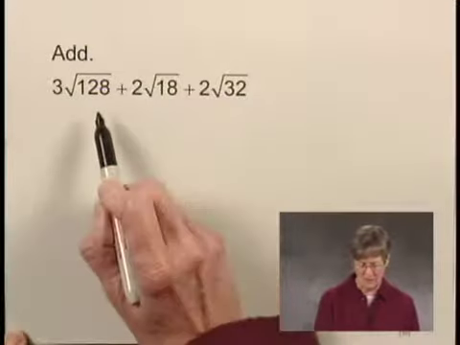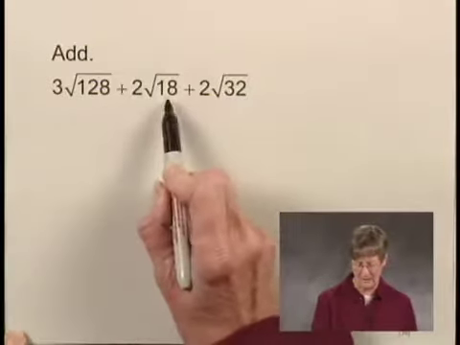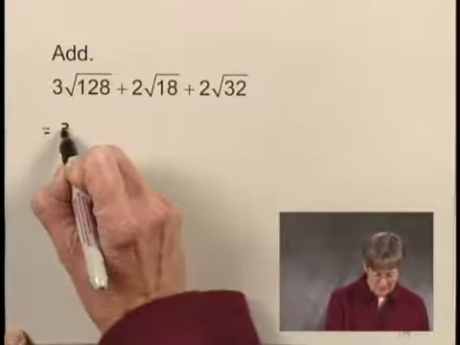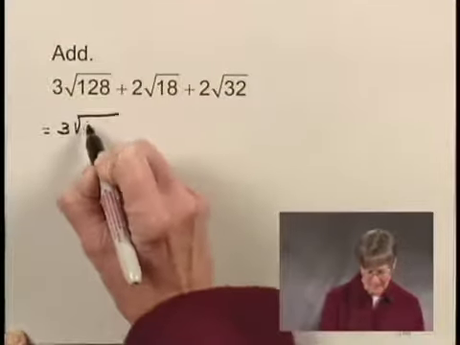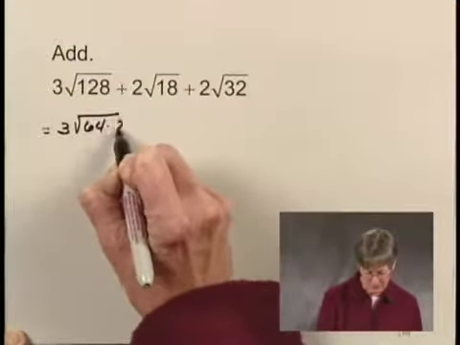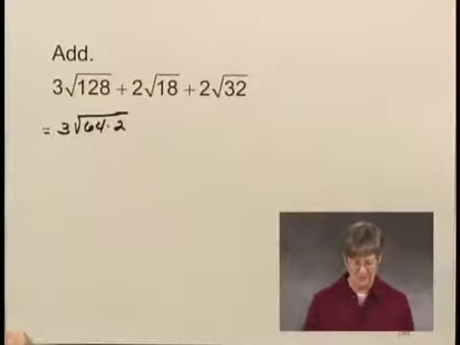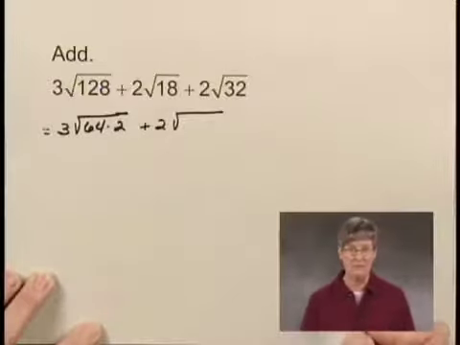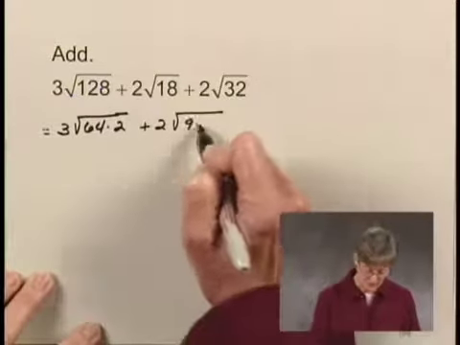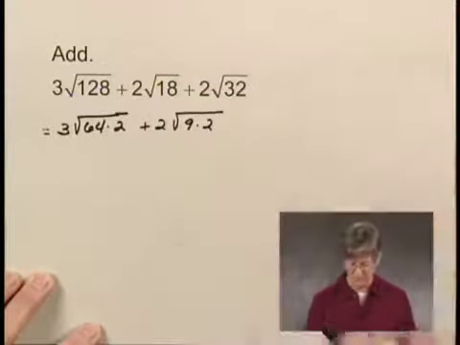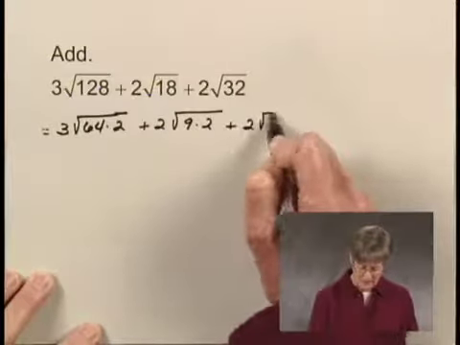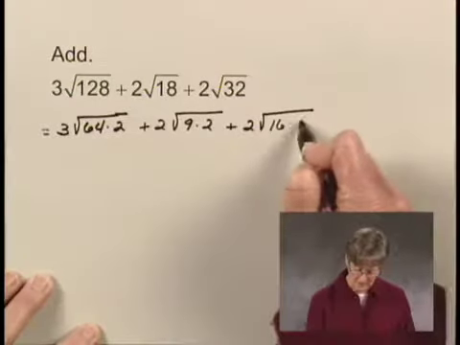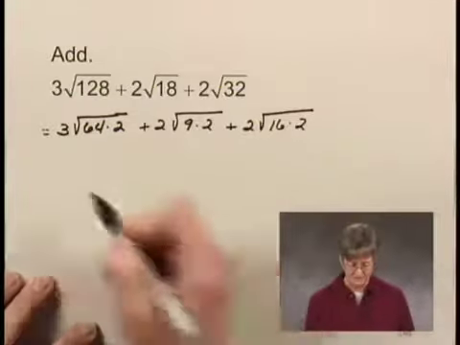And I'm going to look for perfect square factors in 128 and in 18 and in 32. Let's start with 128. 128 is 64 times 2, and 64 is a perfect square. So I'm going to write 128 as this product. Now how about 18? 18 is 9 times 2, and 9 is a perfect square. So I can write this as 2 times the square root of 9 times 2. And 32 is 16 times 2, and 16 is a perfect square. So I'm going to write 16 times 2 under that radical sign.